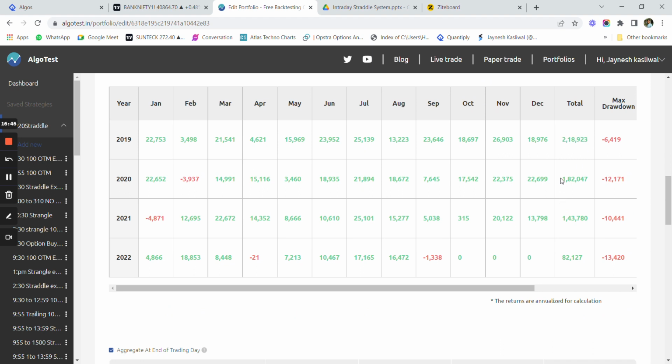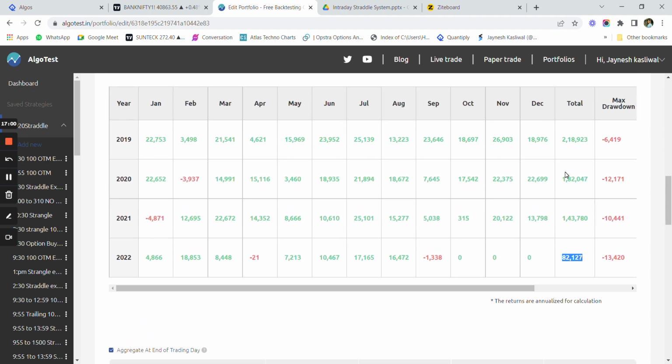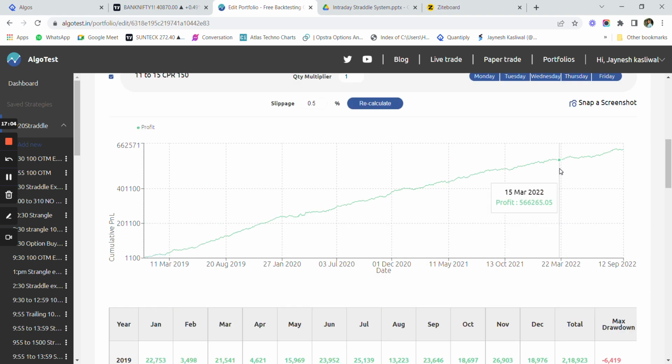In 2020 it has given us a return of 1,80,000 rupees. In 2021 it has given us a return of 1,43,000. In 2022 it has given us a return of 82,000 rupees approximately, right? So if we do compounding, then this would be really great. This is a very good strategy if we are compounding the money that we have made.